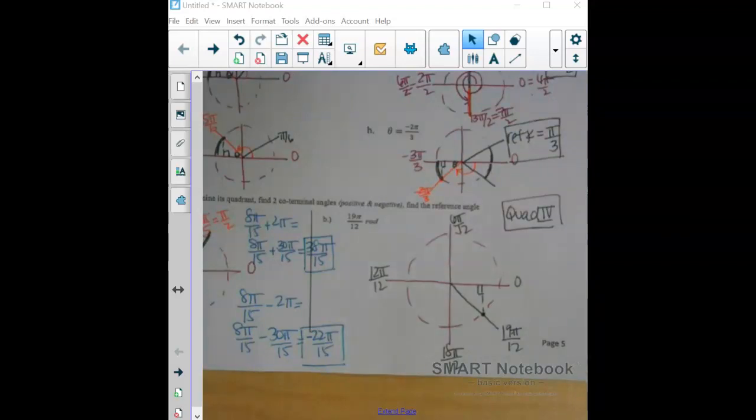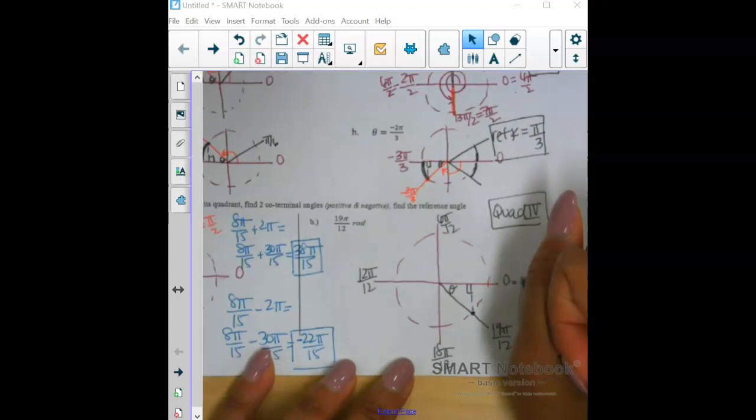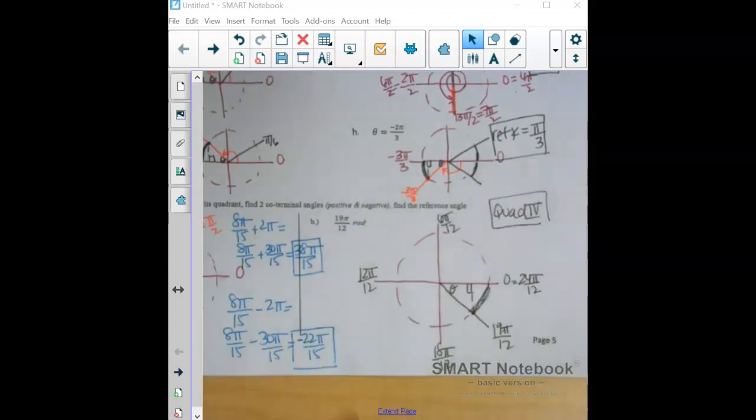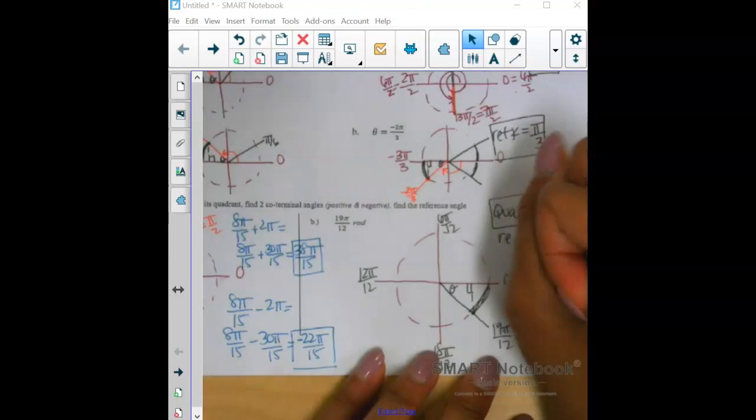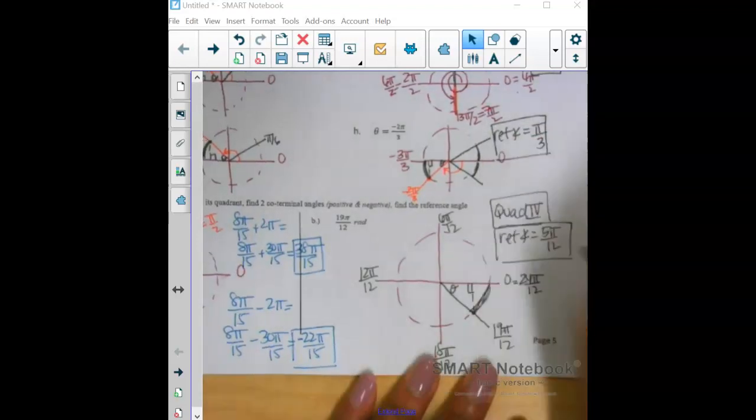My reference angle, Valerie E. What's your reference angle here? What's theta? Pi over 12? Not quite. If you're going from 19 pi over 12 to, this is technically 24 pi over 12, because you're trying to find out what this angle is, try it again. Subtract it. There you go. 5 pi over 12. Much better.